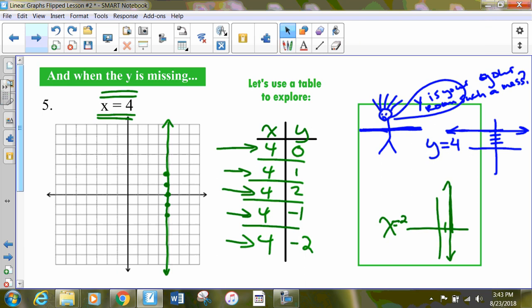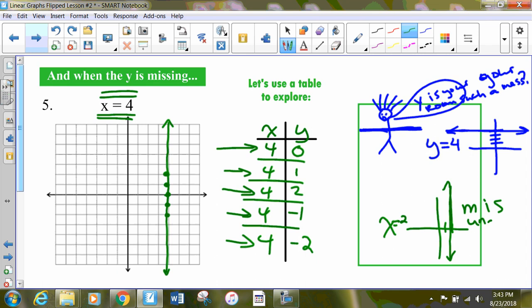So if that helped you, great. If not, you figure out in your mind a shortcut to understanding why y equals 4 is going to be a horizontal line with a slope of 0. And x equals 2 is going to be a vertical line with a slope that's actually undefined. So if we didn't talk about that in class, the slope is undefined.